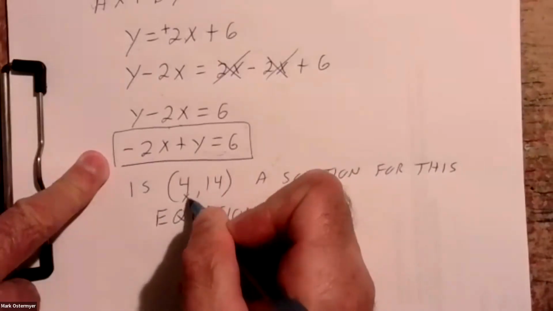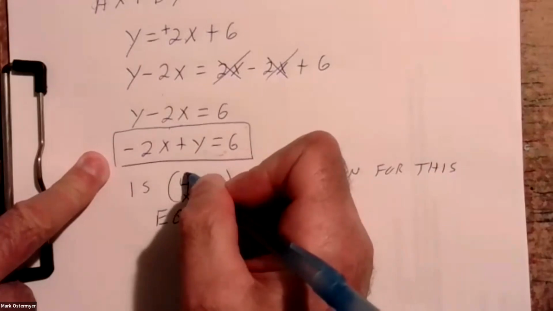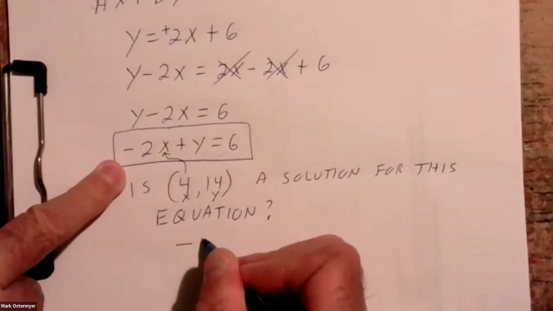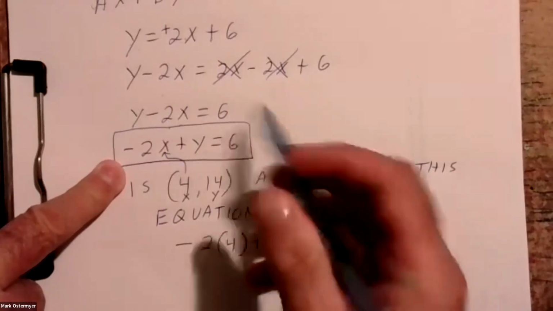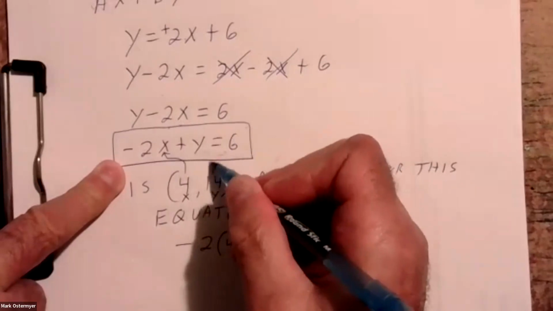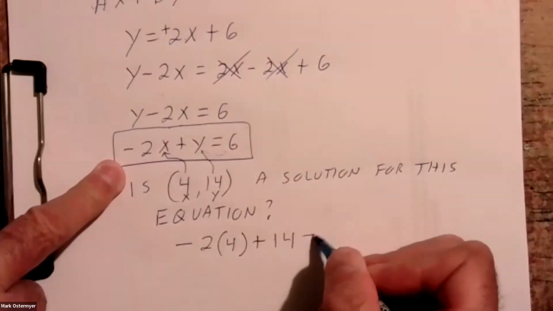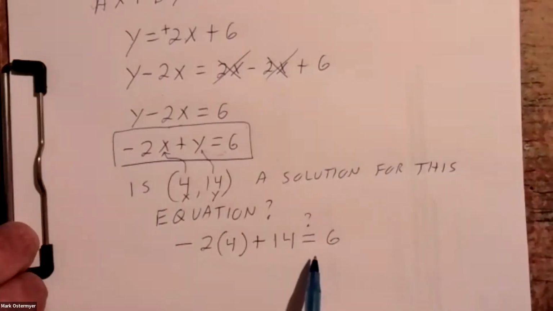So my x coordinate is 4, my y coordinate is 14. I'm going to take 4, substitute it in place of the x variable into my equation, in which case I'll now have negative 2 times 4, plus y is replaced with the y coordinate of 14. And we ask ourselves, does the left side equal 6? Is this true or false?